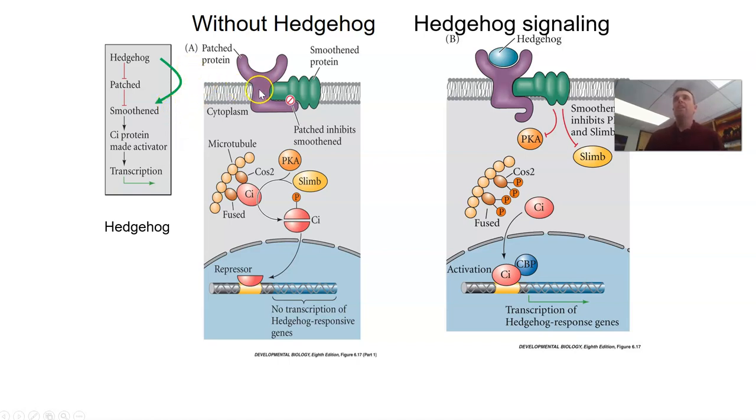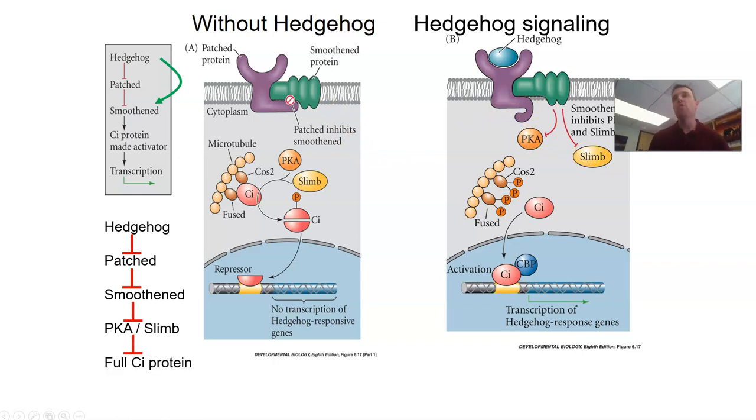Right? So patched is normally inhibiting smoothened, but smoothened can inhibit PKA and SLIMB. And when hedgehog is here, it stops patched from inhibiting smoothened. So basically hedgehog is now activating smoothened, and smoothened ultimately is going to result in Ci being active. But we can think about this another way. Hedgehog inhibits patched. Patched, in the absence of hedgehog, is actually inhibiting smoothened. So when we have no hedgehog, patched is inhibiting smoothened, preventing it from doing its job. Well, what is smoothened's job? Smoothened's job is to inhibit PKA and SLIMB.